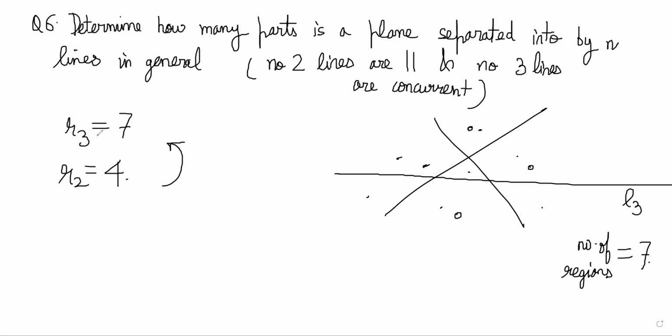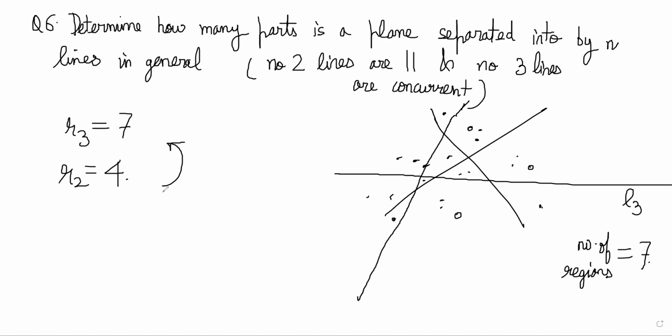So what you will realize is that this pattern holds. If you introduce an extra line now, this will be the 4th line, and the number of regions will become 11. You can count it: 1, 2, 3, 4, 5, 6, 7, 8, 9, 10. And we are missing one more region, this region, 11.